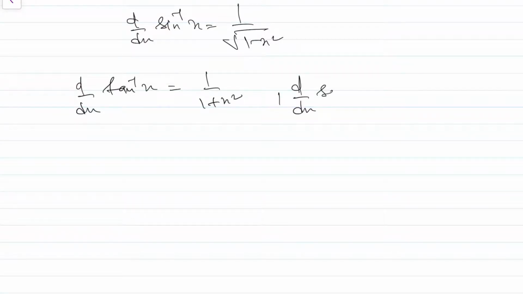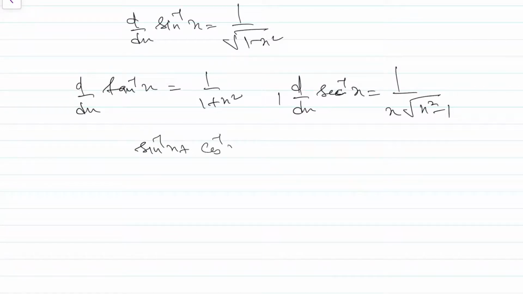Similarly, we can find the derivative of tan inverse x. It will be 1 over 1 plus x square. And similarly, we can find the derivative of sec inverse x, and it will be equal to 1 over x into under the root x square minus 1. And we know that sine inverse x plus cos inverse x equal to pi by 2.